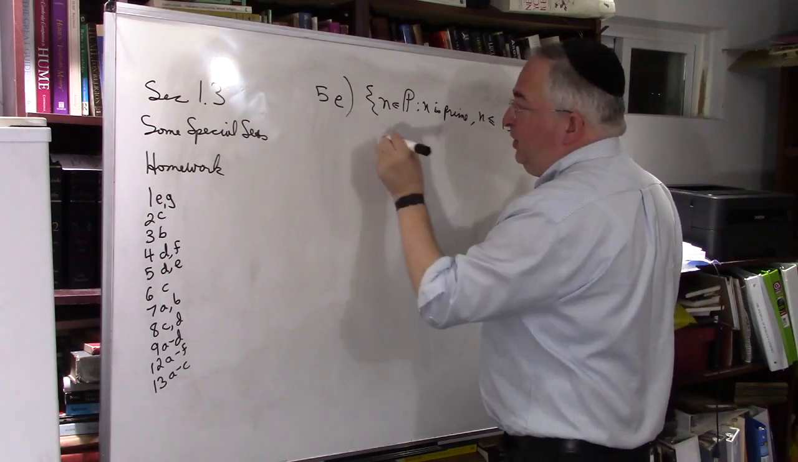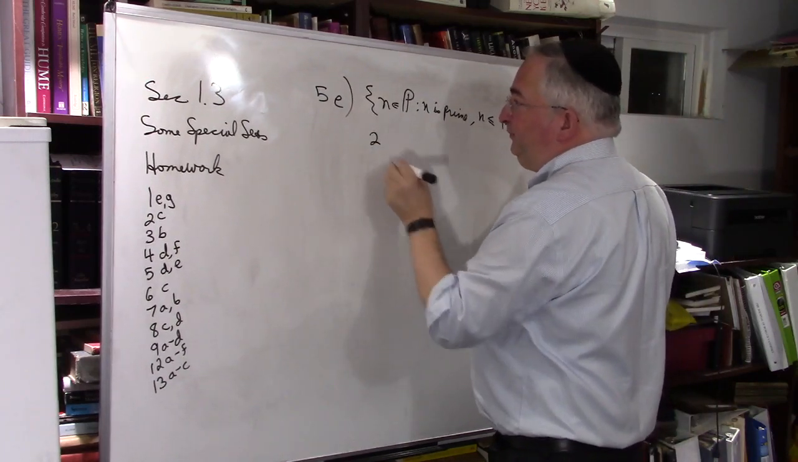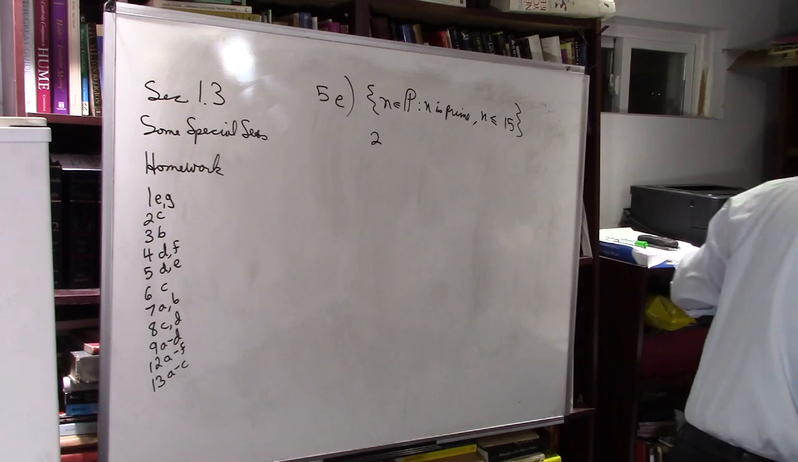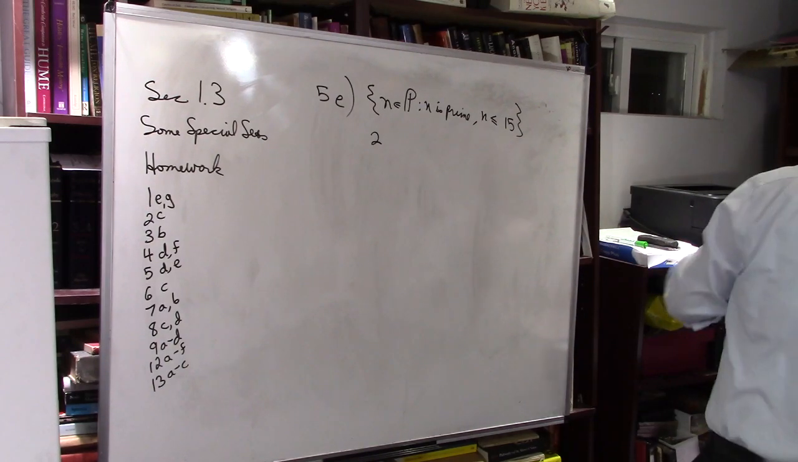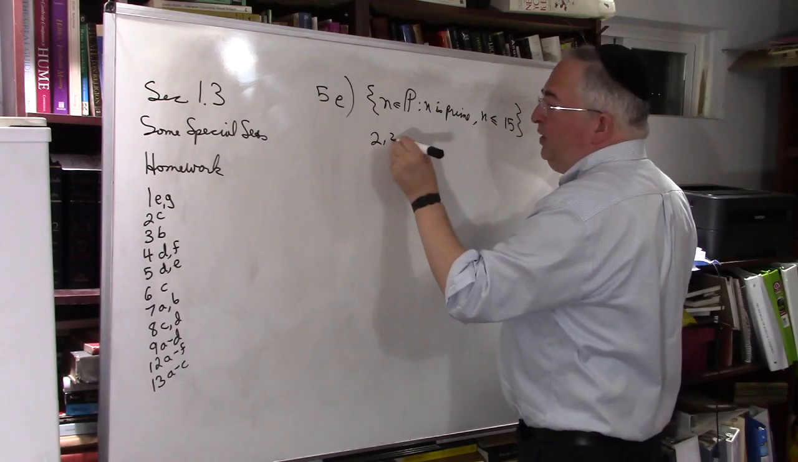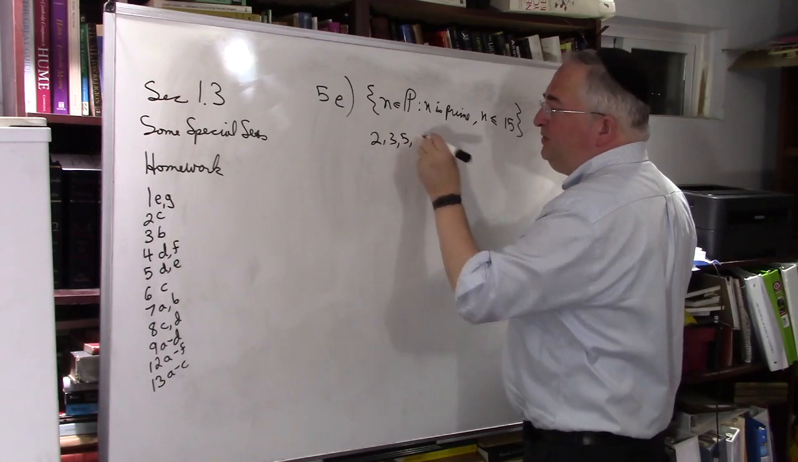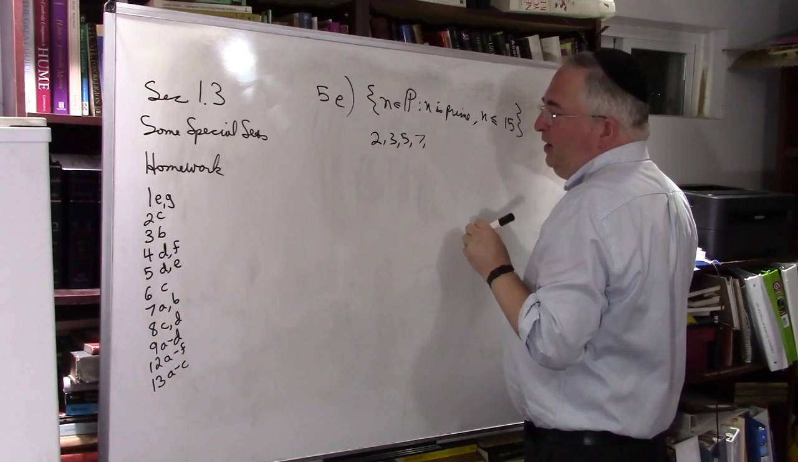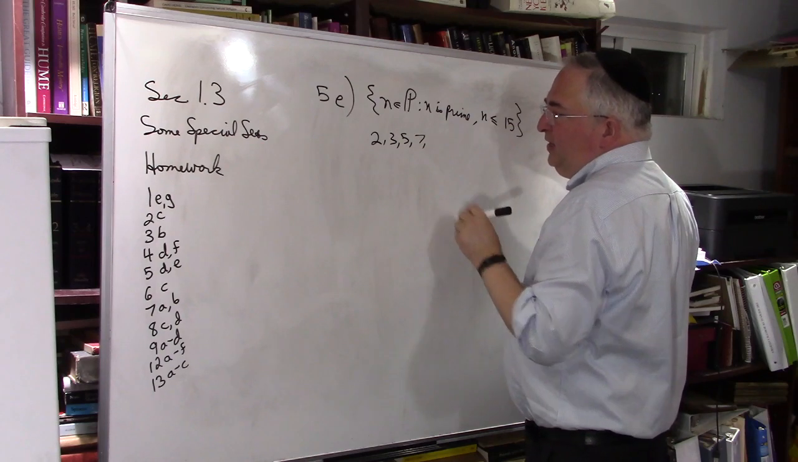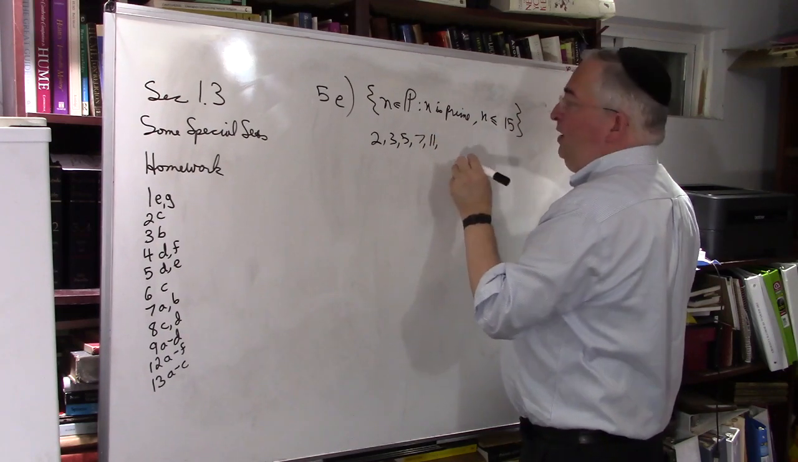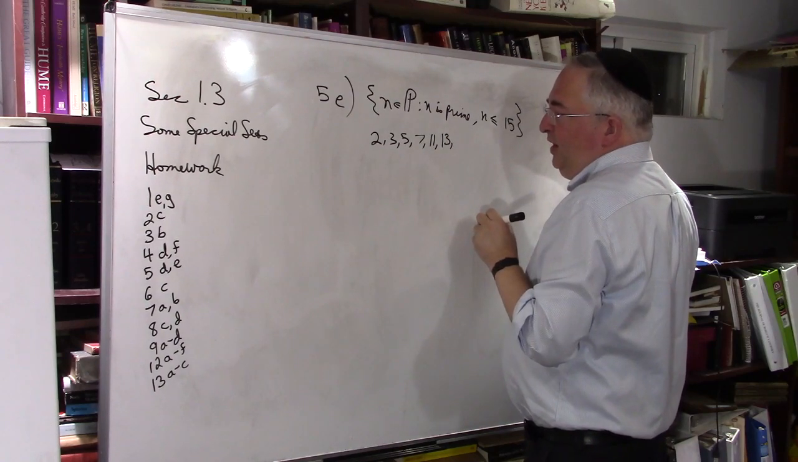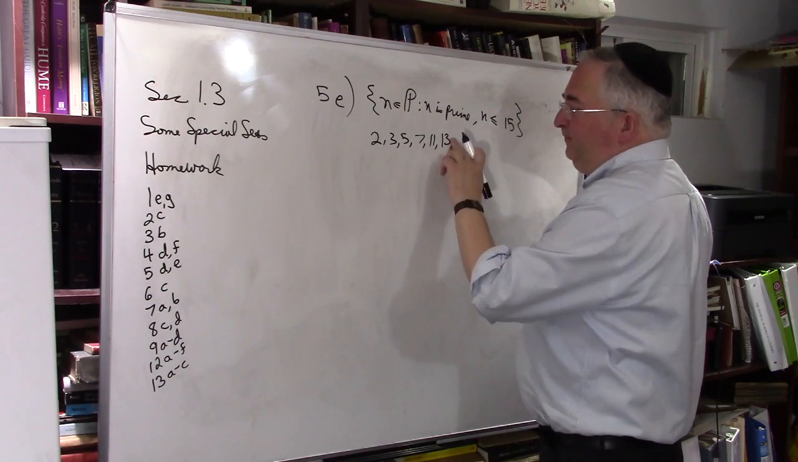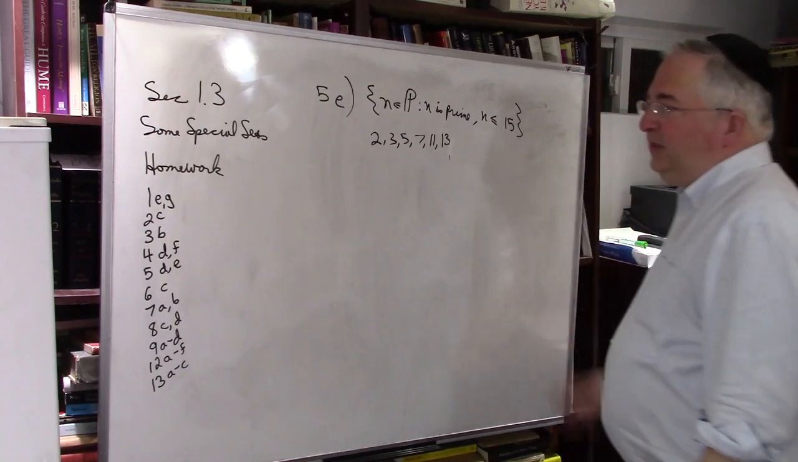So how about this? 2 is prime. What do they want? Everything? They want all the elements. So 2 is prime, 3 is prime, 5 is prime, 7 is prime, 8 is not, 9 is not, 10 is not, 11 is prime, 13 is prime, 14 is not, 15 is not. That's it. So those are the elements.